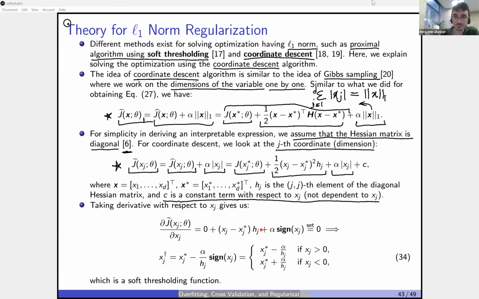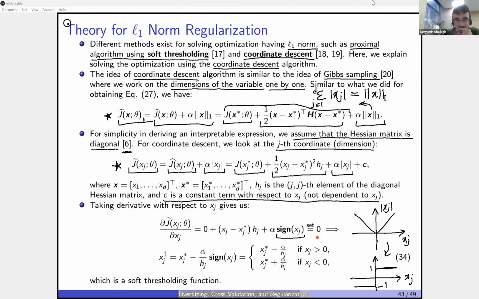Plus this absolute value of xj, its derivative becomes the sign, right? Why? This is the function absolute value of xj. When you take the derivative with respect to xj, it becomes a sign. Here it is 1, here it is -1. That's why it becomes the sign. The constant's derivative is also 0, and then we set it to 0.